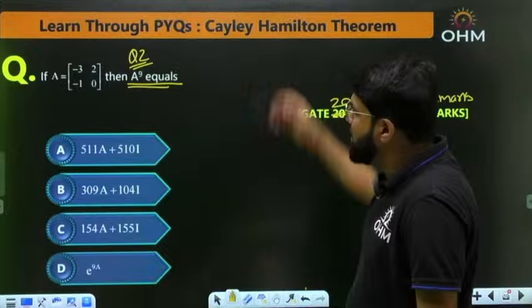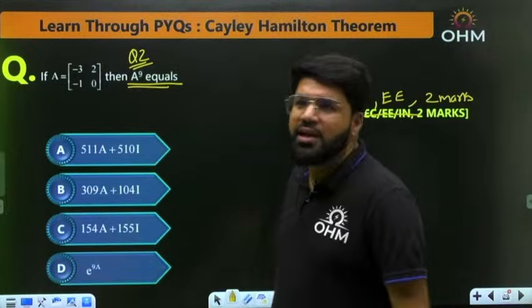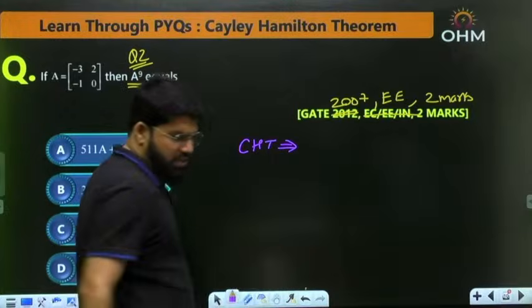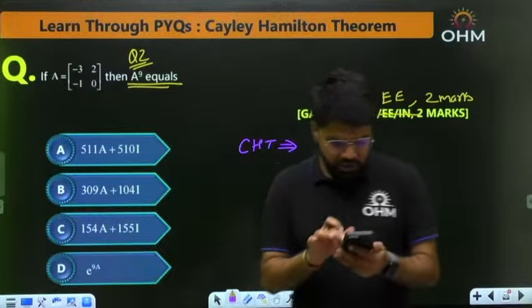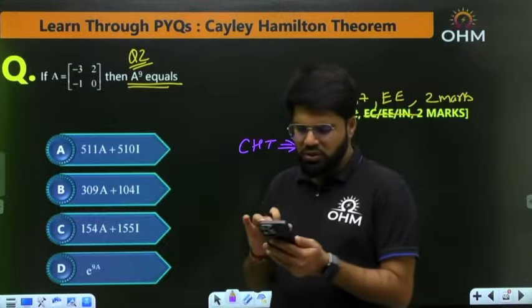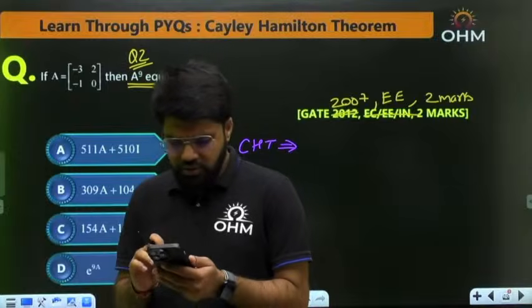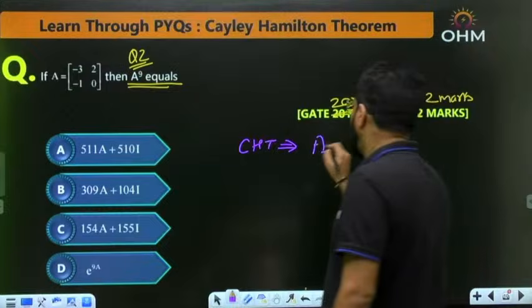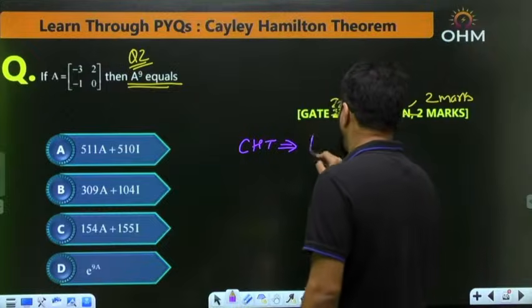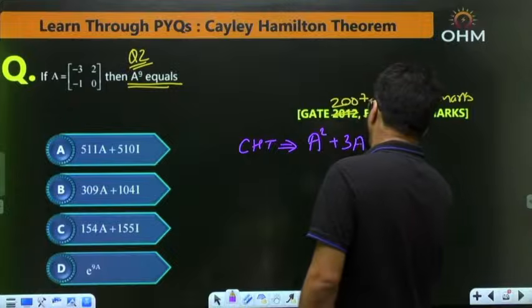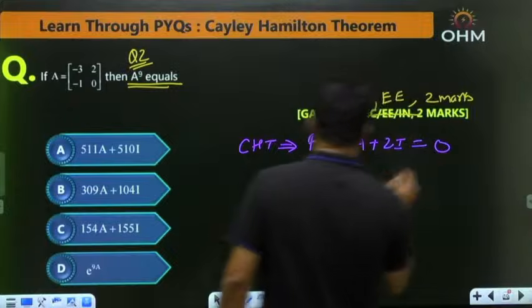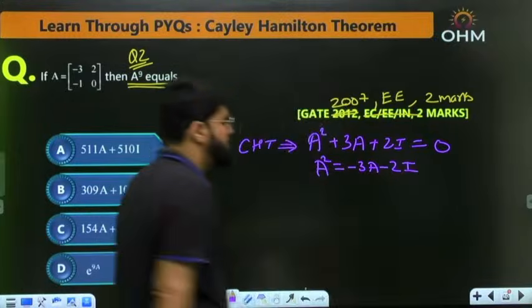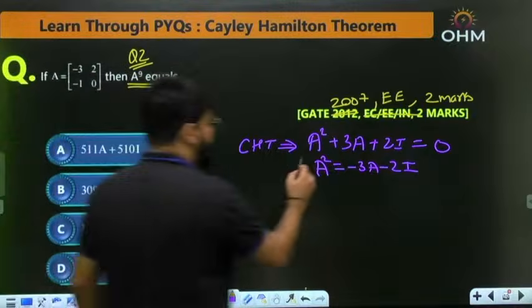Now, A power 9, sometimes recursively we have to use Cayley Hamilton. So what is the result we got after Cayley Hamilton? We got A square plus 3A plus 2I equal to 0. So from here, at least which higher power can you obtain? A square equals minus 3A minus 2I. So we have to use this relation recursively.